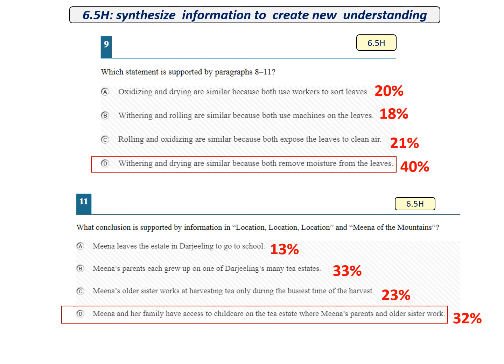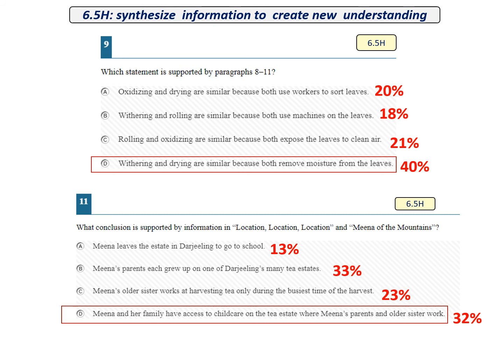Choice A is incorrect because it states that both use workers to sort leaves. That is only partially true because it only applies to drying as per the text. Choice B is incorrect because it states that both are using machines on the leaves. That is only partially true because using a machine only applies to rolling, again, as per the text. Choice C is incorrect because it states that rolling and oxidizing are similar because both expose the leaves to clean air. That is only partially true because it only applies to oxidizing.